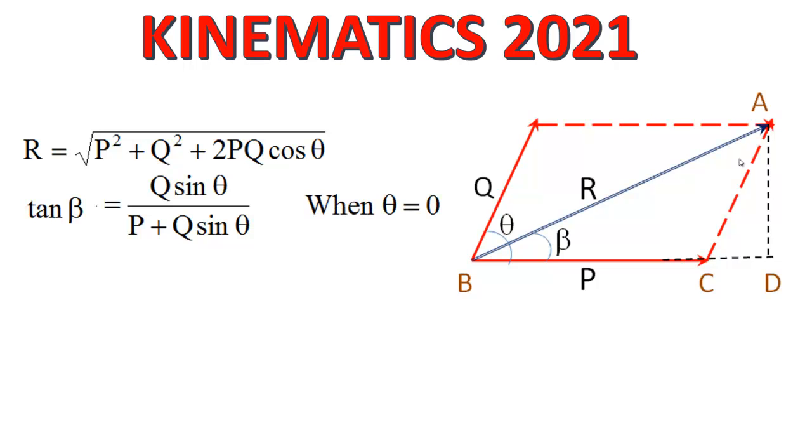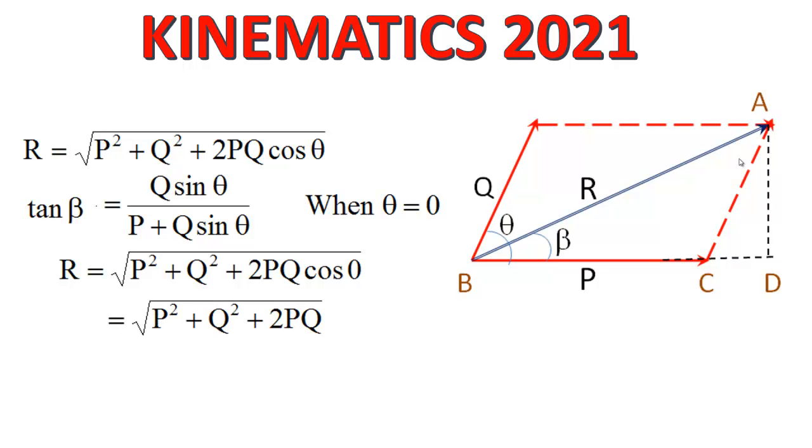When theta is 0, that means both are going to act in the same direction. You know cos 0 is 1. It becomes p plus q whole square. Hence r is p plus q and beta is 0.